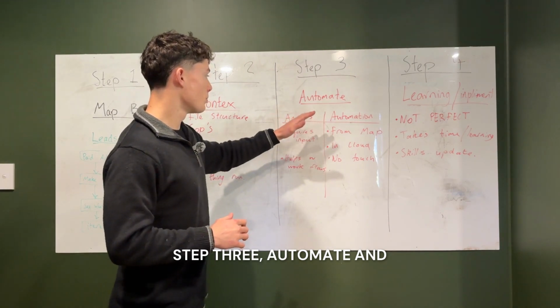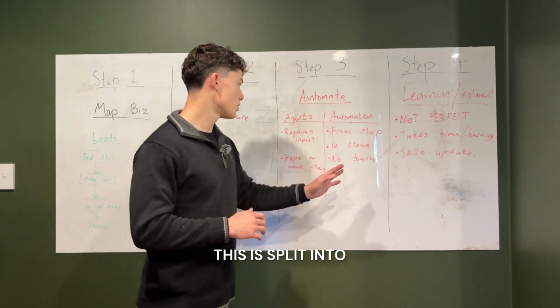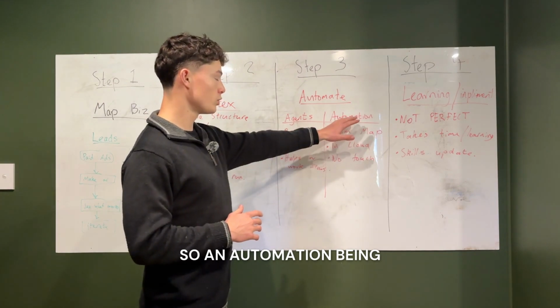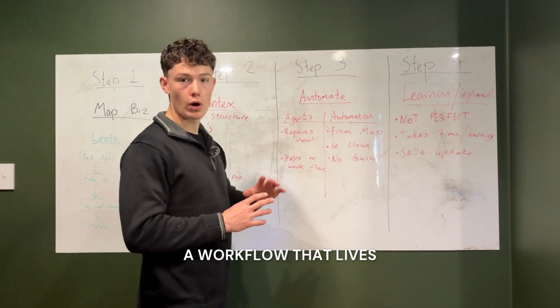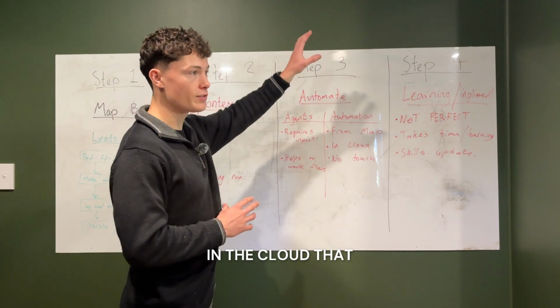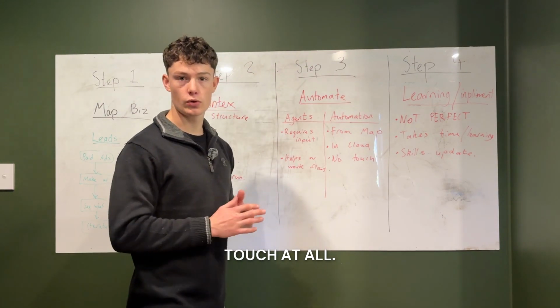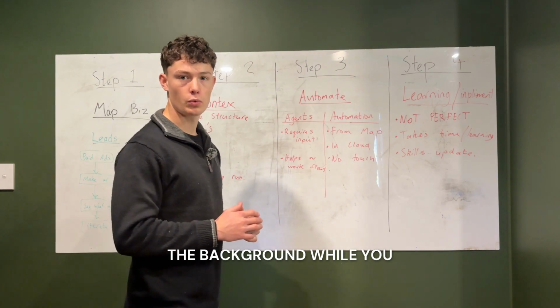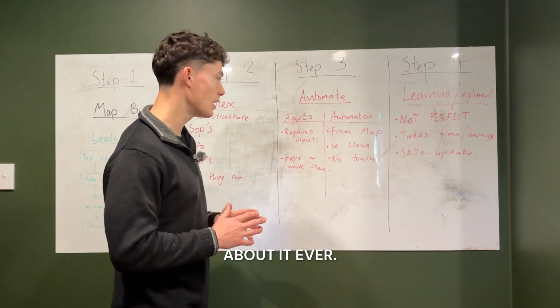Step three, automate, and this is split into two sections. So an automation being a workflow that lives in the cloud that you don't have to touch at all. It just works in the background while you don't have to think about it ever.